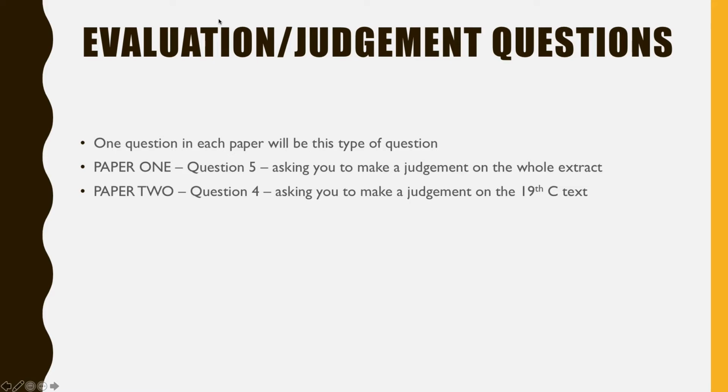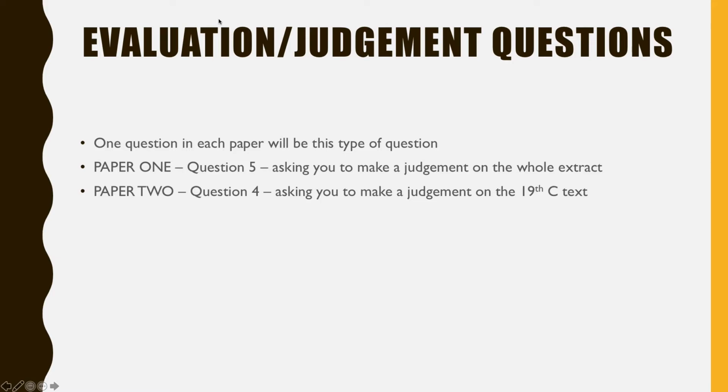So obviously, you know, that one's a really key one. Okay, so what we're going to look at next is the evaluation judgment question. And there's one question in each paper will be this type of question. So in paper 1, fiction, there'll be a question asking you to make a judgment, normally on the whole extract. Okay, so it might ask you to look at one part of it and then the extract as a whole, so that normally it does ask you to make a judgment on that.